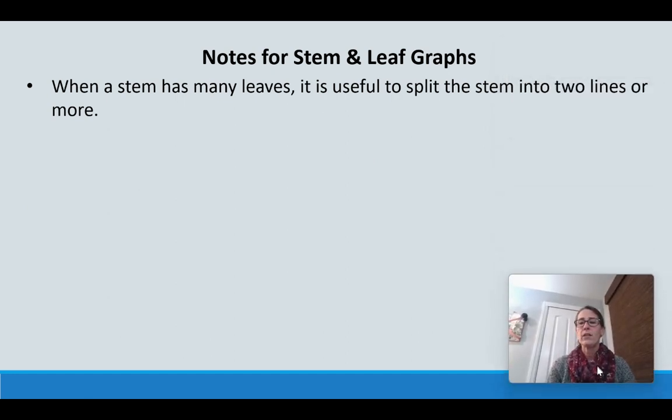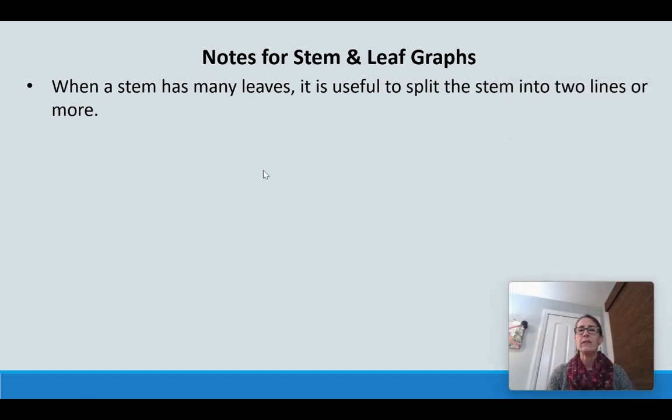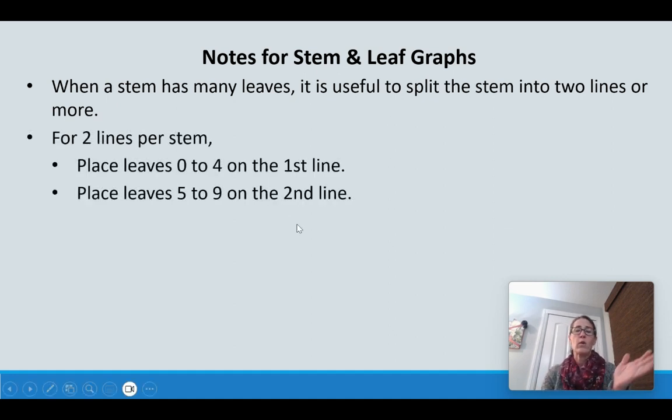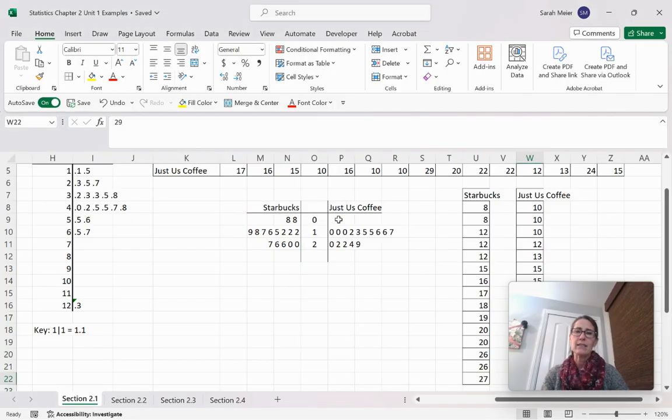One thing to note too, when a stem has many leaves, you can sometimes want to split the stem into 2 lines or more. If you do 2 lines per stem, you're going to put the leaves 0 through 4 on the first line and the leaves 5 through 9 on the second line. I don't have an example of this, but here you could do all those 10s, 12s, 13s on one line and then have another.